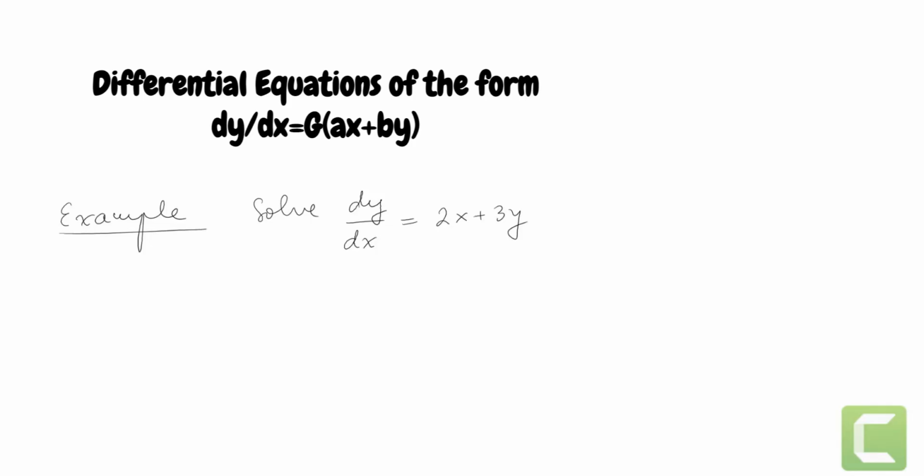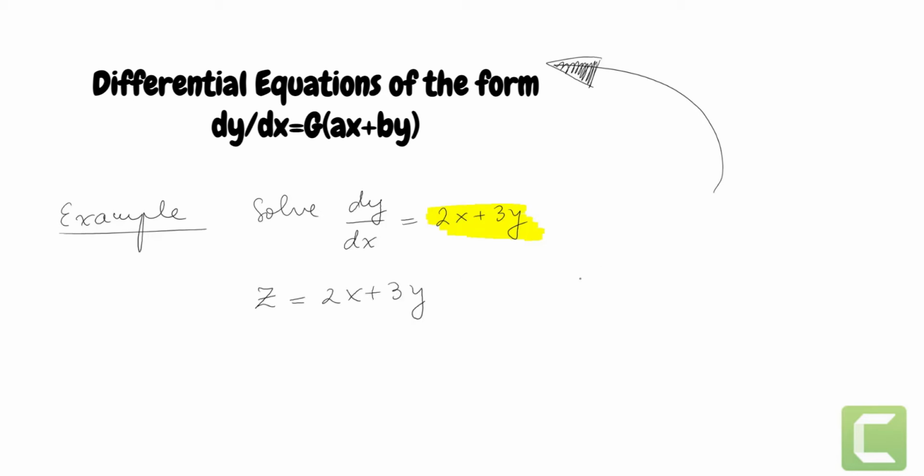In this video, I'm going to show you how to solve equations of the form dy/dx equals g of ax plus by, basically some linear function of two variables. So here is our function, right? And the very first thing that we want to do is to use substitution. So let's call z equals 2x plus 3y.